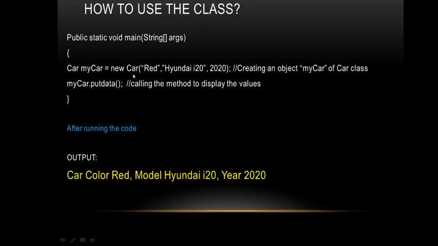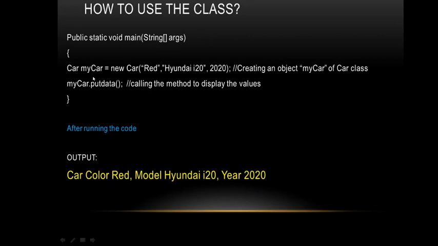But what are the attributes of the car? Attribute color is red, model is Hyundai i10, year of manufacturing is 2020. Here you can observe one thing. First two variables are string type, so they are in double quotes. The third variable, which is year, is an integer, so it does not require any double quotes. So this part is the object creation part.